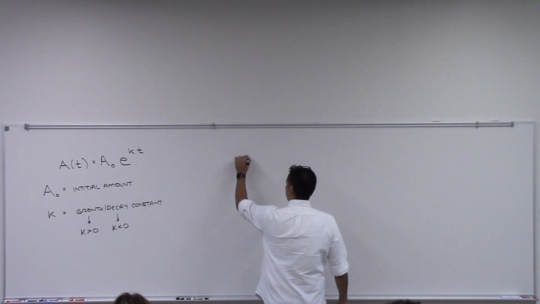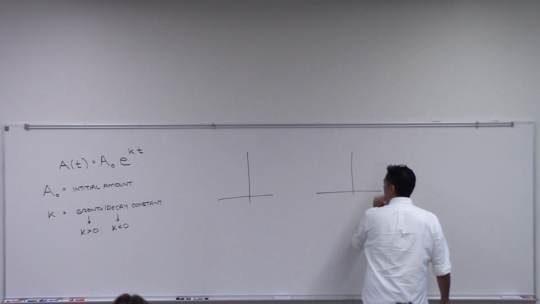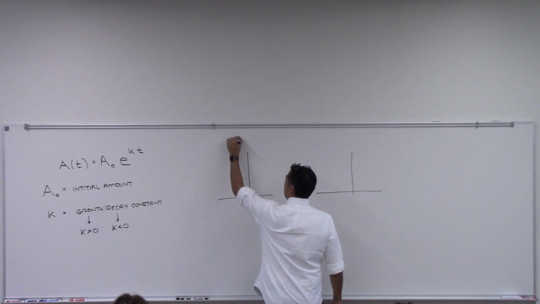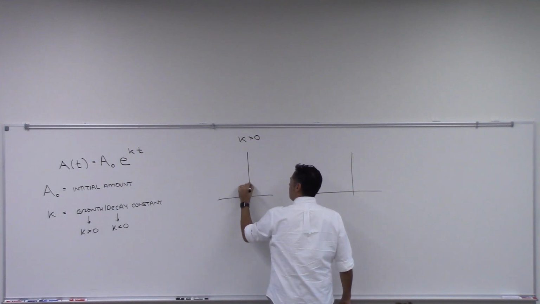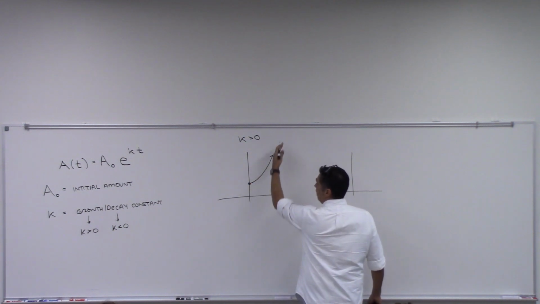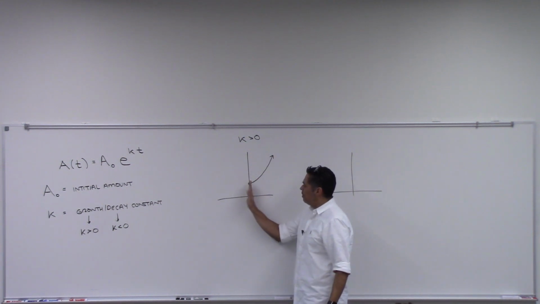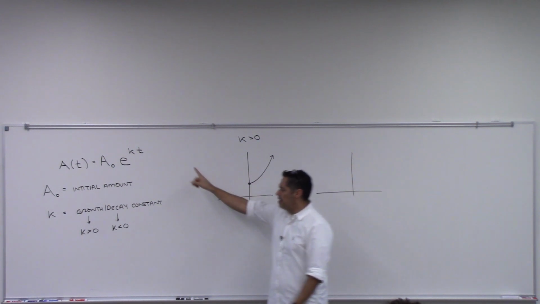And so the 2 pictures that go with this, I didn't put the pictures on there, but if you have K being positive, then we should expect to see something that goes like this, exponential growth. Now that's exponential. And the reason I did not put anything on this side of the graph is because T here represents what?